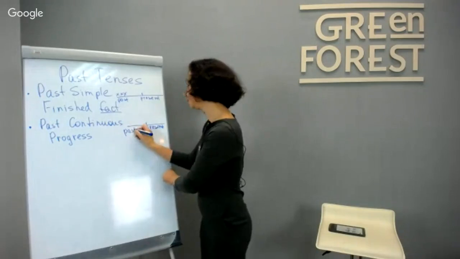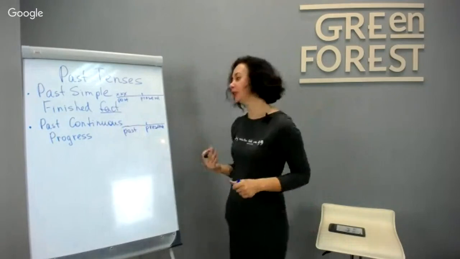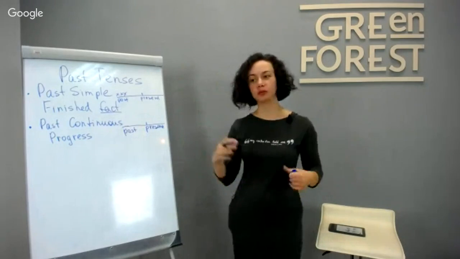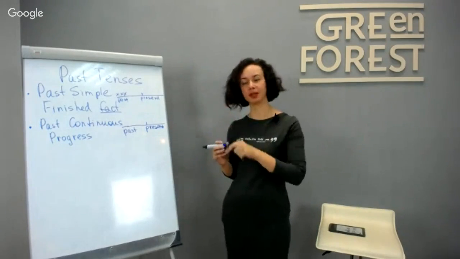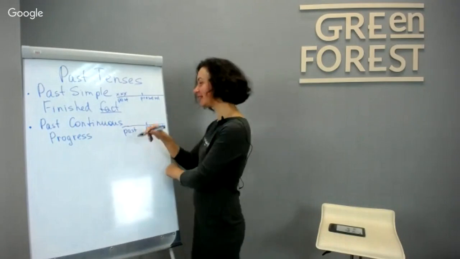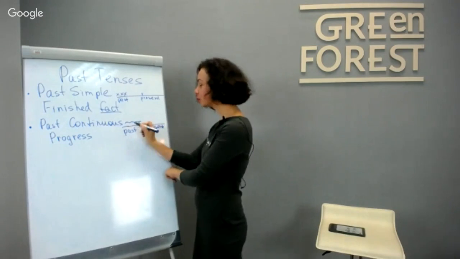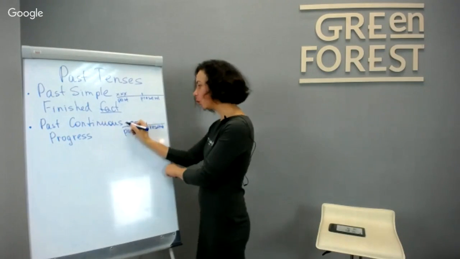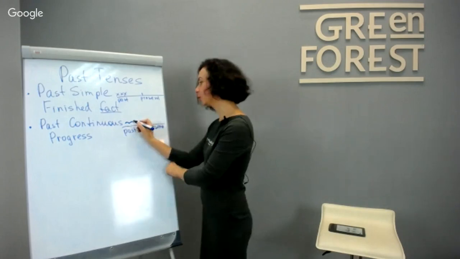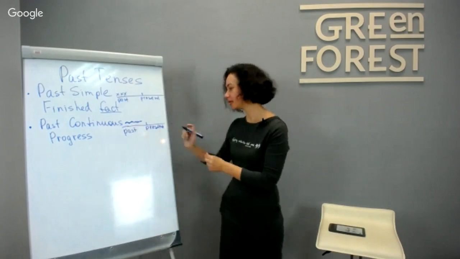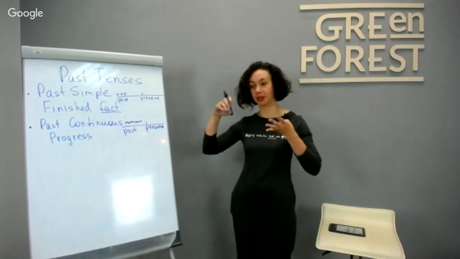Or it could be time. Yesterday at 5, I was working. Or it could be atmosphere, as we told you about. Yesterday when I came home, my daughter was playing, my husband was working, my mother-in-law was cooking, and everybody was waiting for me. So this is past continuous. Anyway, this is progress. It could be short, or it could be longer. Yesterday from 6 to 7, I was cooking. But anyway, this is the main idea of past continuous, that it is in progress. The action was happening, and we want to show that it is in progress.